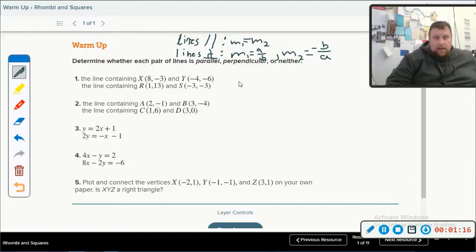So what does that mean? That means, like, if the slope of the first line is 2/3, then a perpendicular slope would be, should have wrote perpendicular, M2. So perpendicular, M2 is what? -3/2.